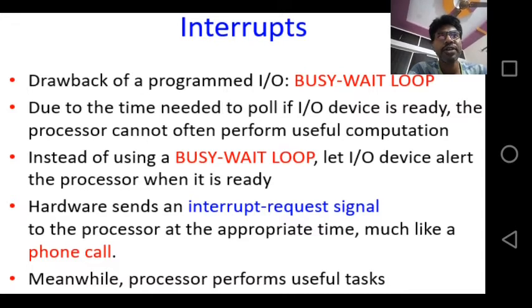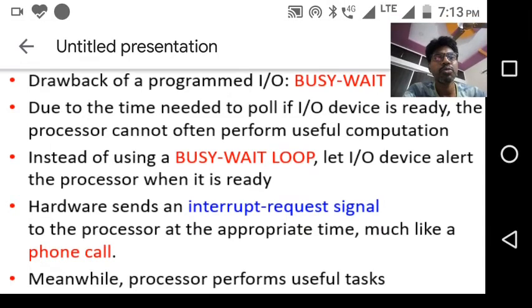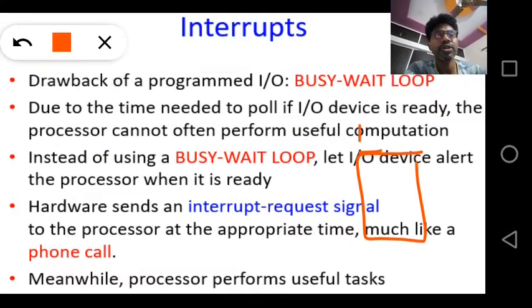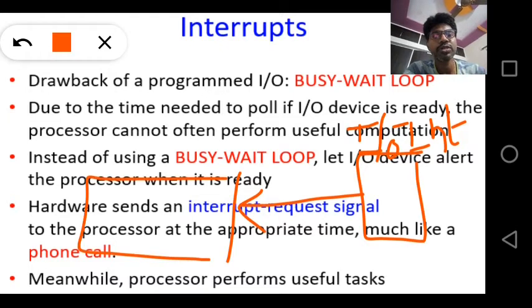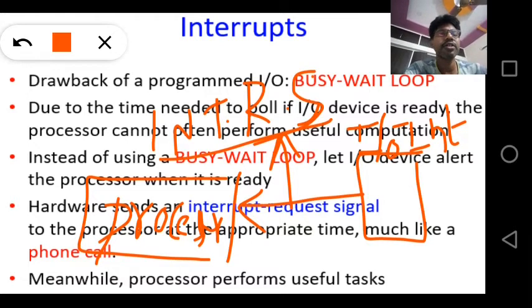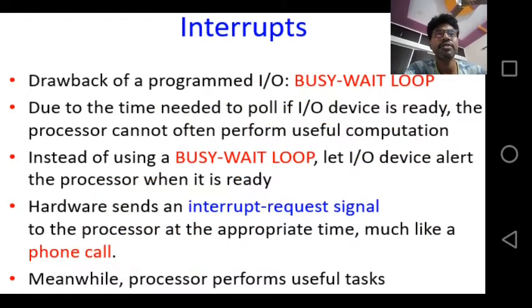So the hardware sends an interrupt request signal. This is important. The signal that is sent by the IO interface to the processor is called the interrupt request signal.